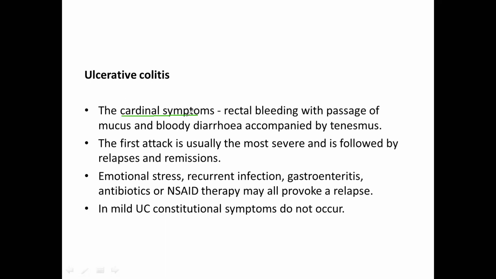In ulcerative colitis, the cardinal symptoms, meaning the main symptoms which are almost always present, are rectal bleeding with passage of mucus and bloody diarrhea, which is accompanied by tenesmus. So what is meant by tenesmus? The patient has a sense of incomplete defecation, or some crampy pain in the rectum, because of which the patient has repeated attempts to pass stool. That is called tenesmus. So rectal bleeding and bloody diarrhea are usually associated with tenesmus.